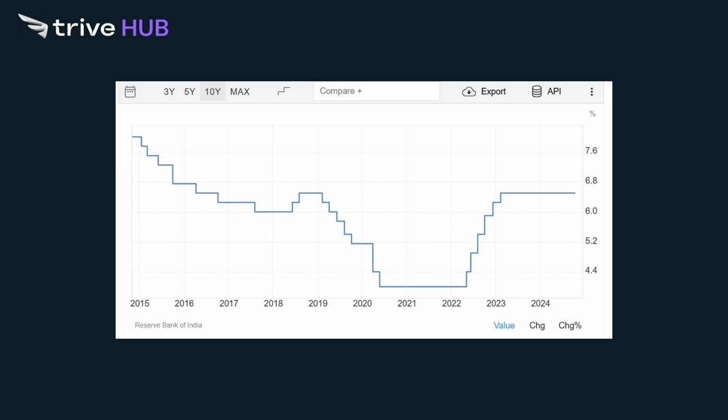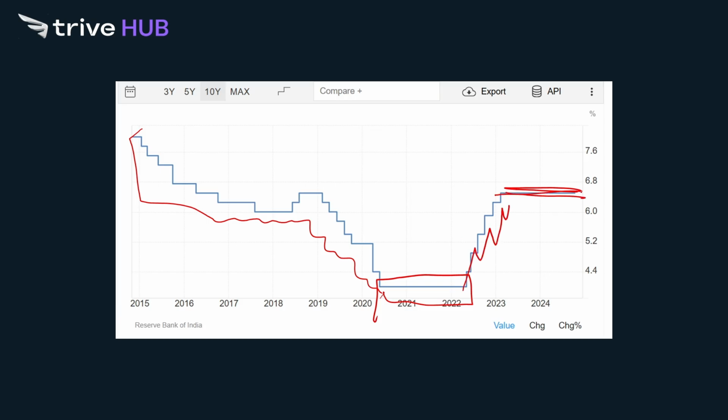This is the last 10 years of data on interest rates. As you can see, the RBI reduced rates in the initial period till the COVID time, and after that they slightly increased it, and now they have kept a constant stance for the last 1 year, and now we are again in talks for a reduction in the interest rate to maintain stability in the economy.